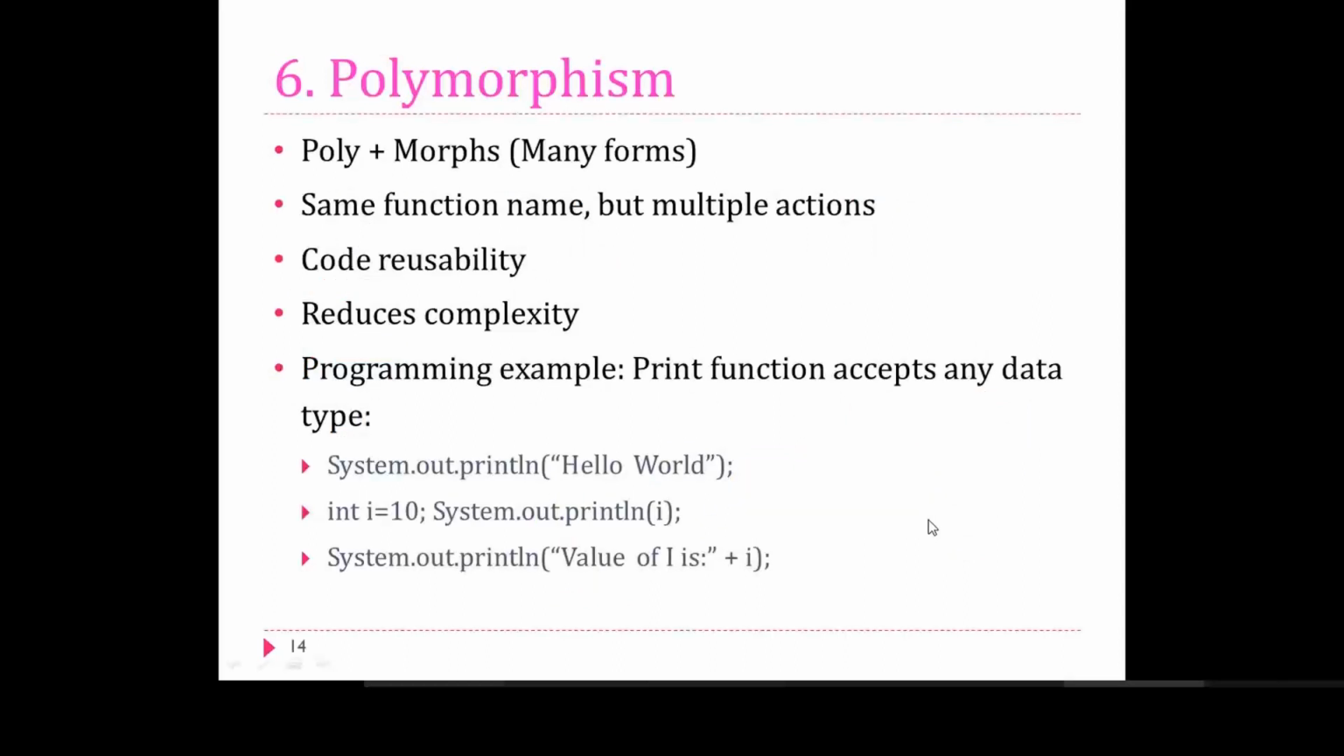The last property is called polymorphism. As the name says, polymorphism means many forms. Poly means many, morph means forms. The idea here is that I can use the same function name, but I can make the function perform multiple actions. So you can see this example. This is the predominant example which you people are using in Java programming.